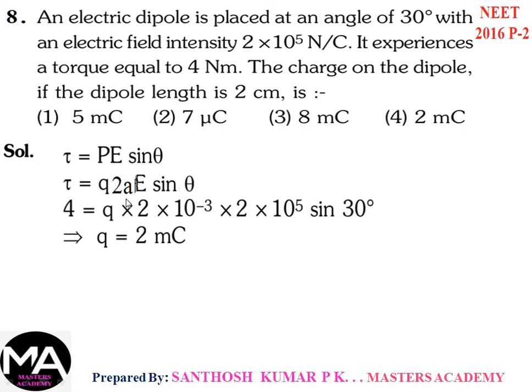Q into total length, 2 centimeter, 2 into 10 raised to minus 3. Electric field is 2 into 10 to the power of 5 and angle is 30 degrees, sin 30. On solving this, you will get Q is equal to 2 millicoulomb. Therefore, the option is the fourth one, 2 millicoulomb.